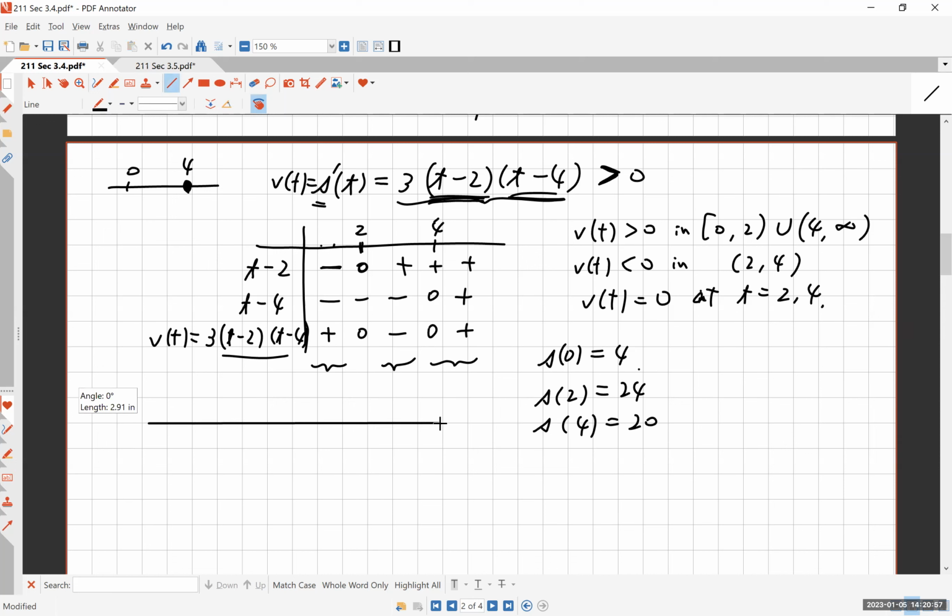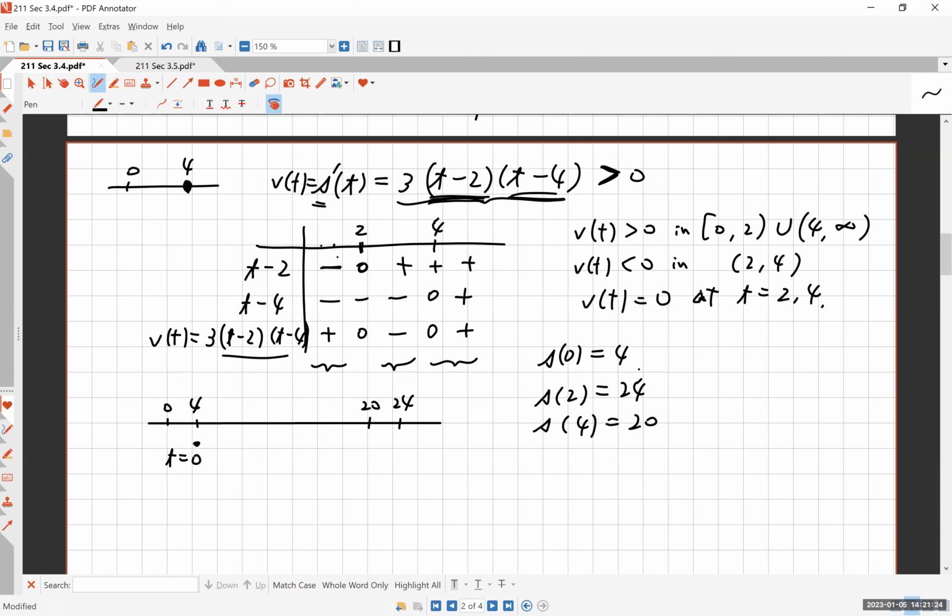The motion is kind of hard to describe on a piece of paper, but since I can talk my way through this, I think it's going to be okay. So if this is 0, it starts at 4, and 20 and 24 are each important points. So what's going to happen? The object starts right here when t is equal to 0.